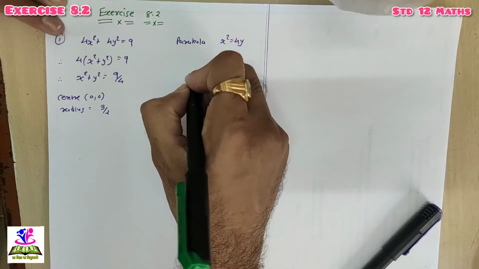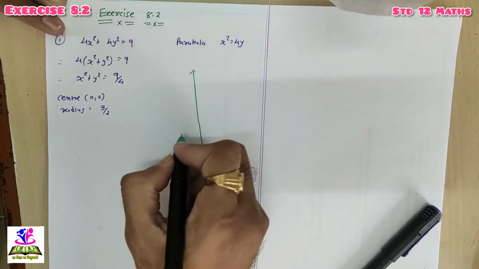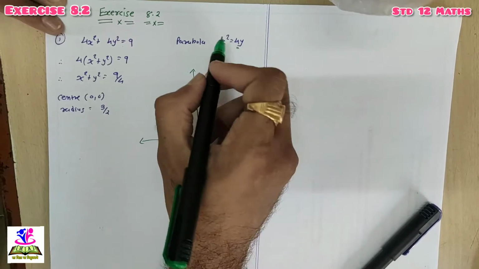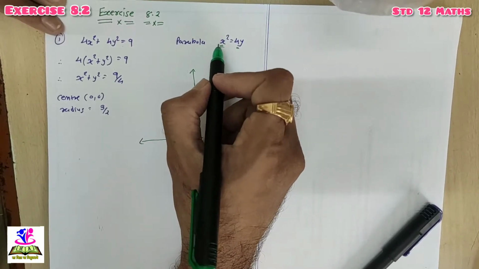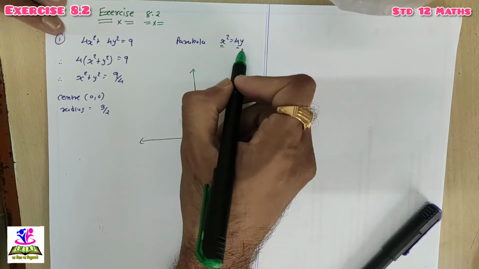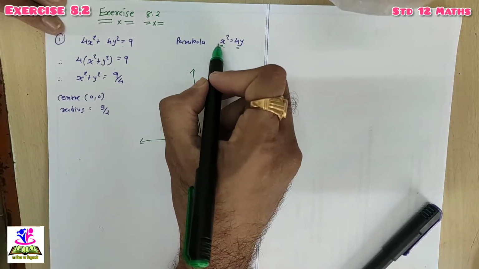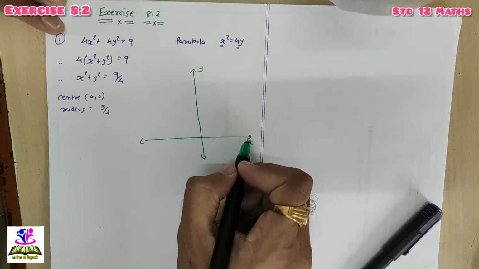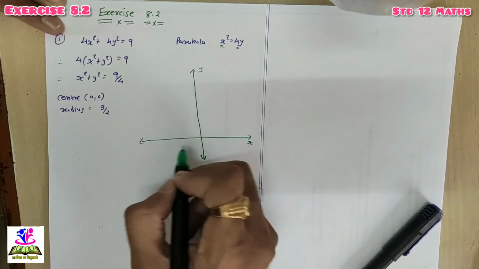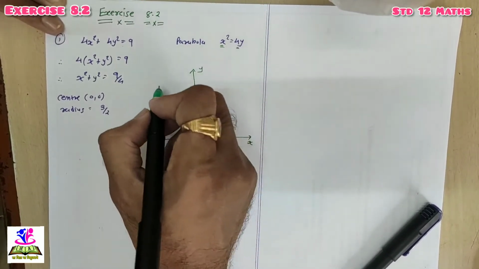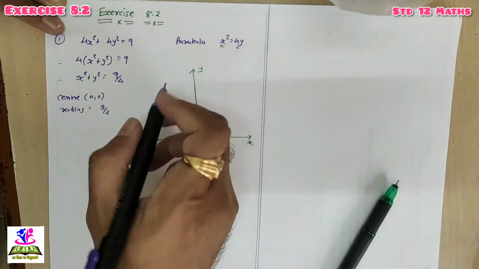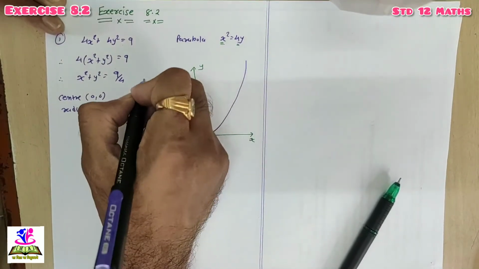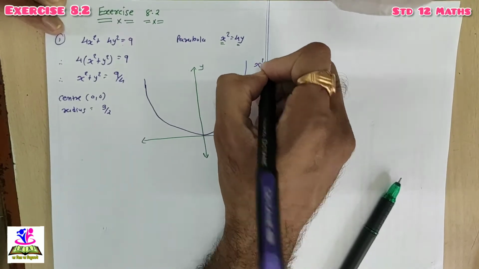Here we have to find the area of the circle which is interior to the parabola. Now our parabola is x square equal to 4y. X square is there, that means for positive and negative values of x, y will be positive. So this is the x axis, this is the y axis. For positive and negative values of x, y will be positive, so our parabola will be in the shape of this. It will be an upward parabola, x square equal to 4y.